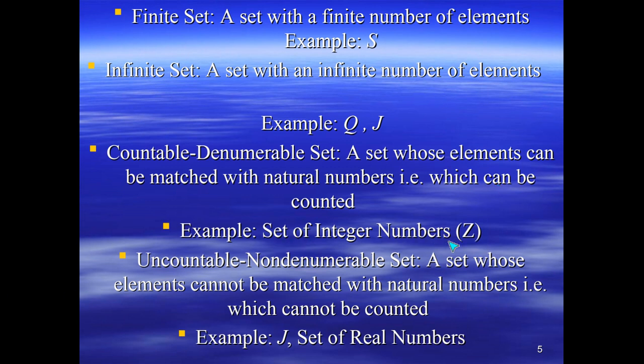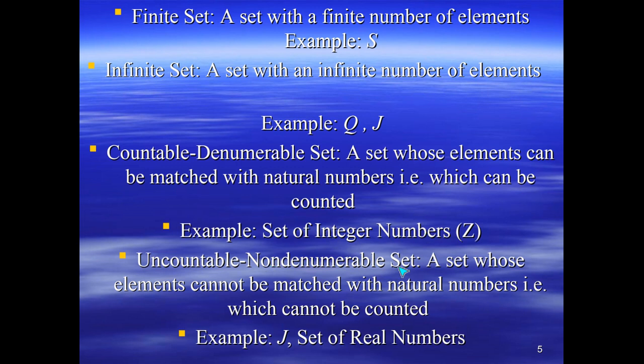Example, set of integer numbers. Integer numbers can be matched with counting numbers, be them negative or positive. They go one by one. So every time you add one in order to obtain the next one, so those are countable sets.